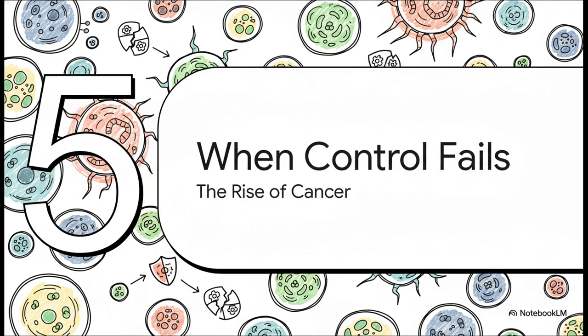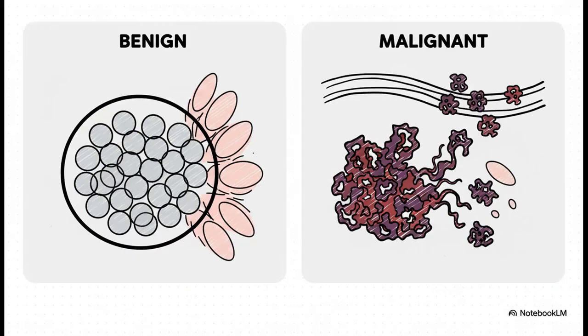But what happens when these carefully calibrated controls fail? What happens when checkpoints are ignored and a cell starts dividing completely out of control? Well, the result is one of our most feared diseases, cancer. When cell division goes haywire, it creates a tumor.